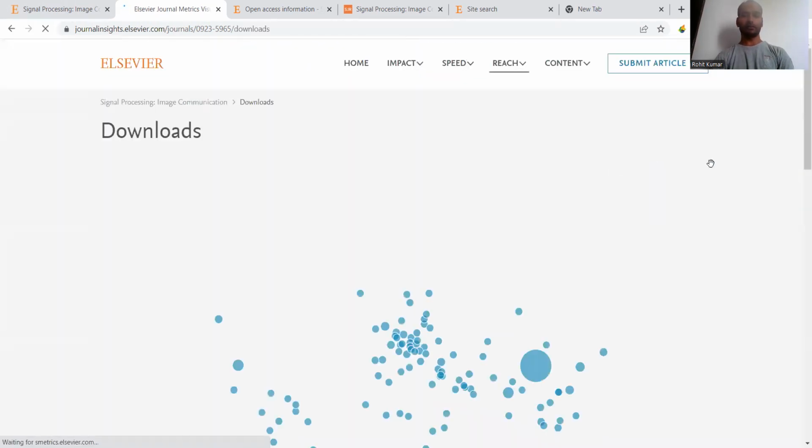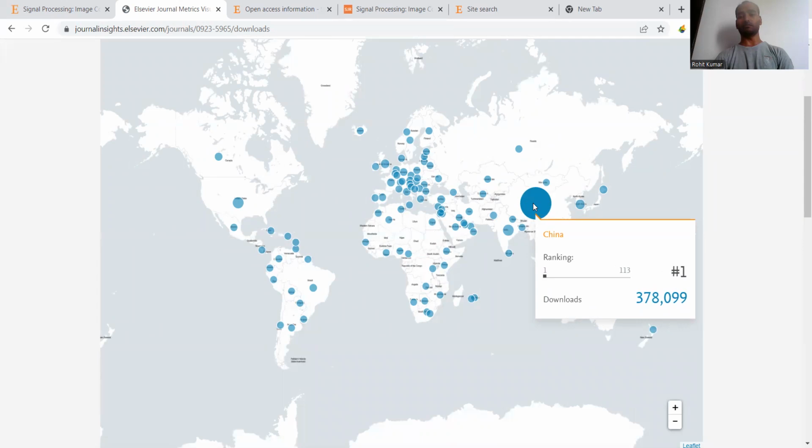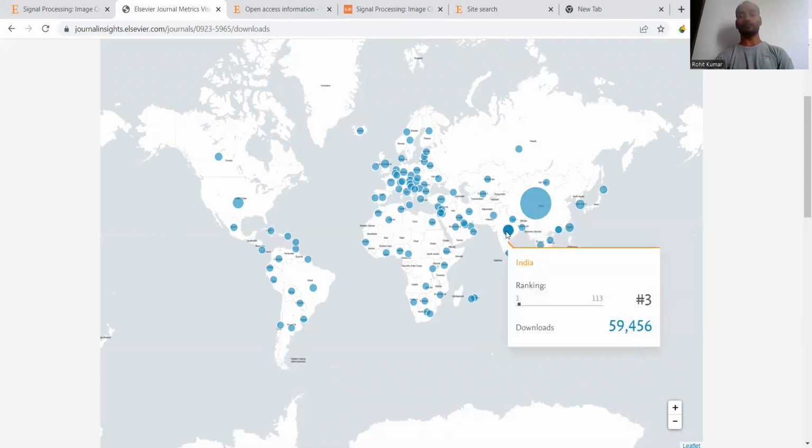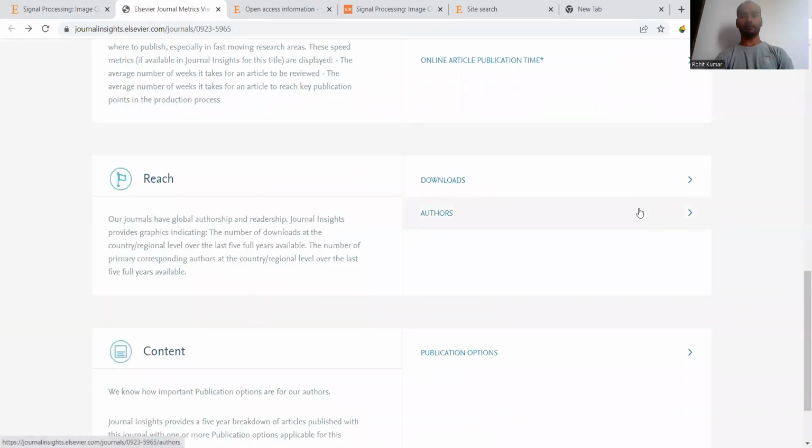In this one, you can see some of the downloads, where most papers are getting downloaded. In China, you can see the ranking is number one with 378,000 papers getting downloaded. In India, you can see number three, 59,456 papers getting downloaded. I think China, then USA, yes, USA. And third is India. Okay, so in this way, you can see different metrics.